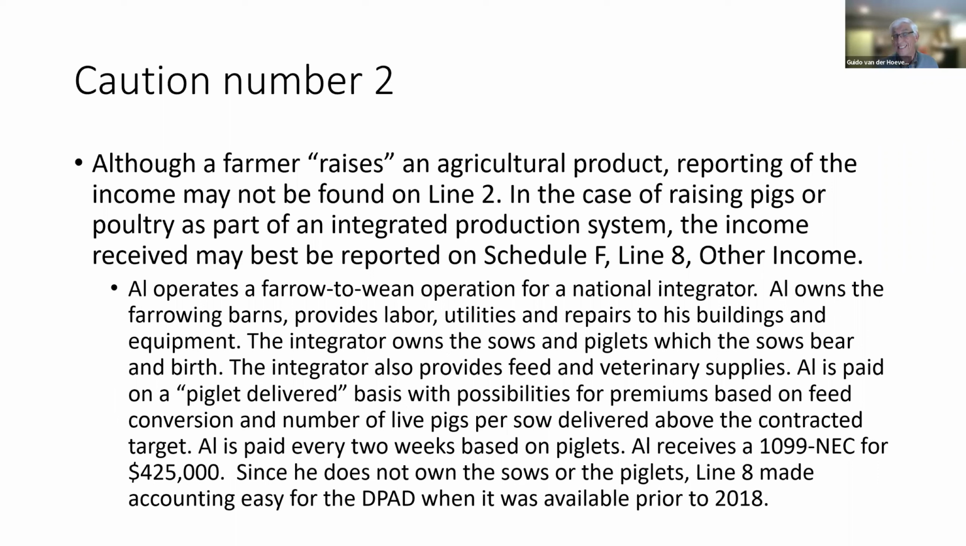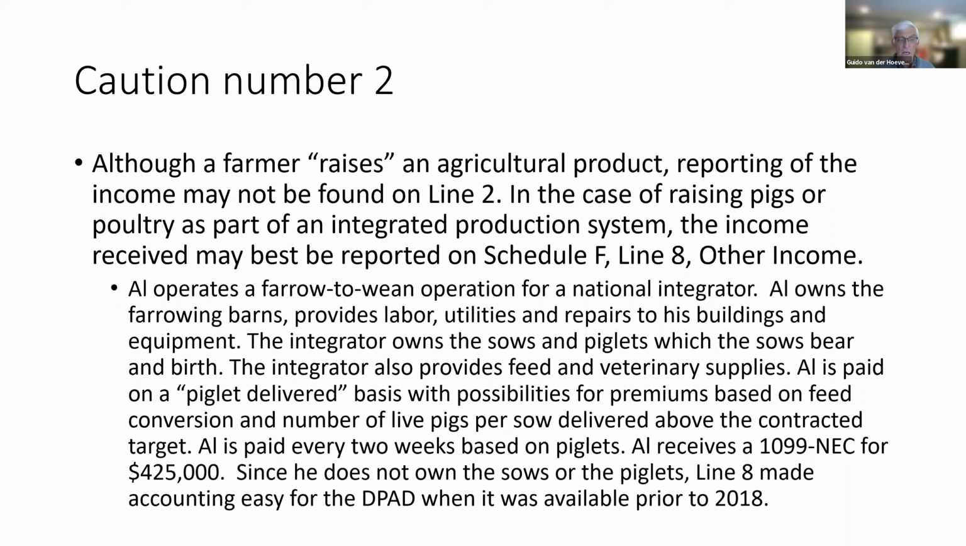So there it goes to his skill set. Can he manage this very, very well and very efficiently? Well, he's paid every 2 weeks. And at the end of the year, he gets a 1099 NEC. That's for non-employee compensation for $425,000. Now, he doesn't own the sows or the piglets.